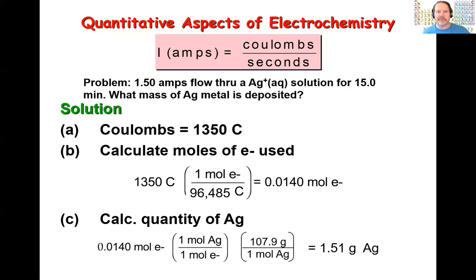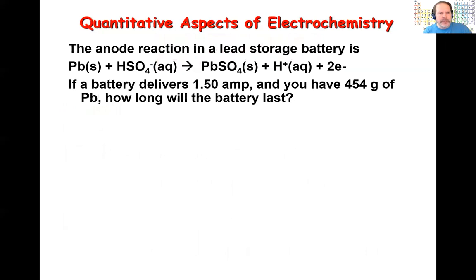It's not a whole lot, but I think we'd recognize that if we can turn up the amps and let it go longer, we'll be able to get more silver. Pure silver. Ha ha ha. That'd be great. All right, let's do one more calculation. The anode reaction in a lead storage battery is lead plus hydrogen sulfate ion to give us lead sulfate solid plus hydrogen ions plus 2 electrons.